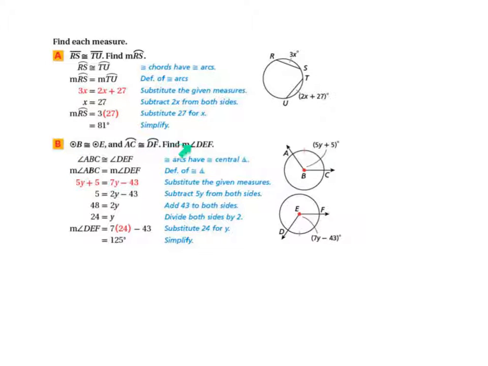Okay, and the same thing for if we have congruent arcs, denoted by those tick marks right there, they're telling us that the arcs are congruent, or they tell you in the words AC is congruent to DF. We can then find the measure of the angles. We know that those would be congruent as well. So 5y plus 5 equals 7y minus 43. Solve for y equals 24. Plug it back in to get measure of angle DEF, which is 125 degrees.